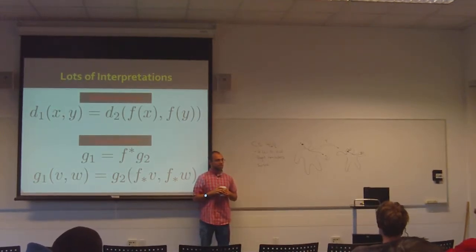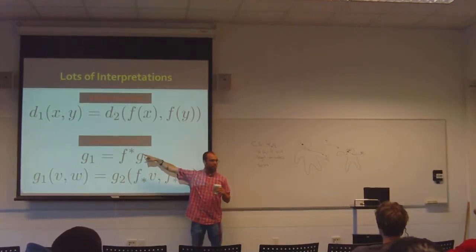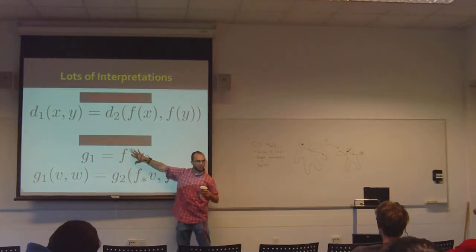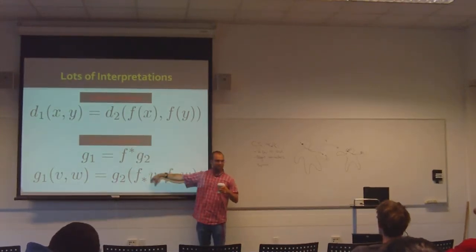Did I get this backward? No, it's fine. F lower star is df, the differential. Oh yes, I'm sorry. I switched textbooks on you guys. Yeah, this thing is df. I don't think we've seen pullbacks either, actually. No. You can ignore the first one, and the second one, if you think of f lower star as df. These are our equivalent definitions.